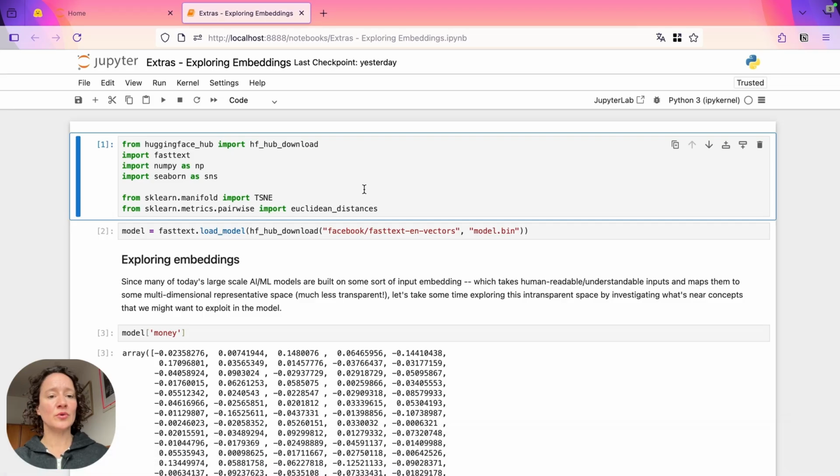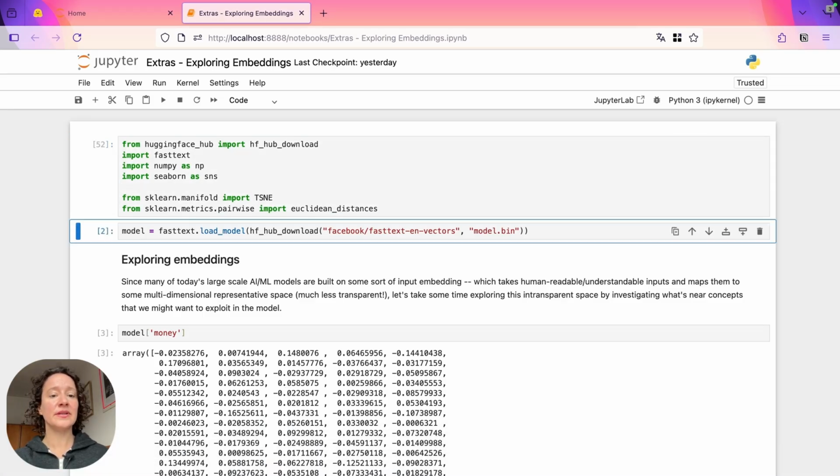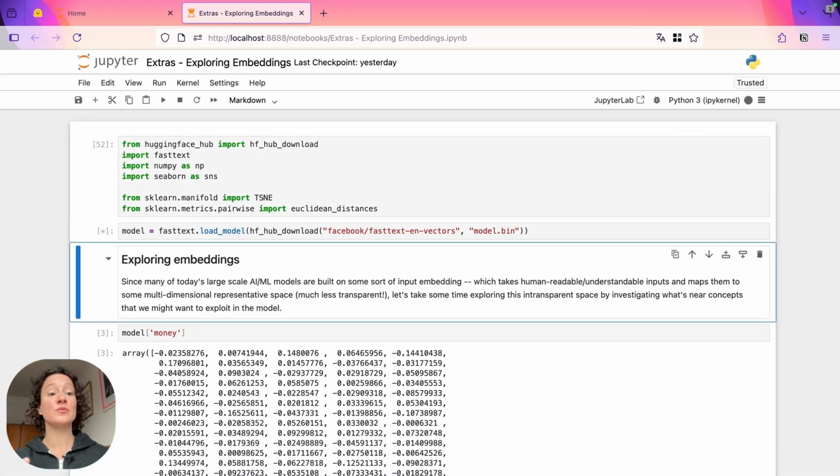So we're going to load in some text vectors. This will take a minute to load if you're loading it for the first time. This is a really popular embedding library from the Meta team, from Facebook, called FastText. Depending on your compute, this may or may not run, so please let me know if you have problems running this. But we're going to take a look at these embeddings.